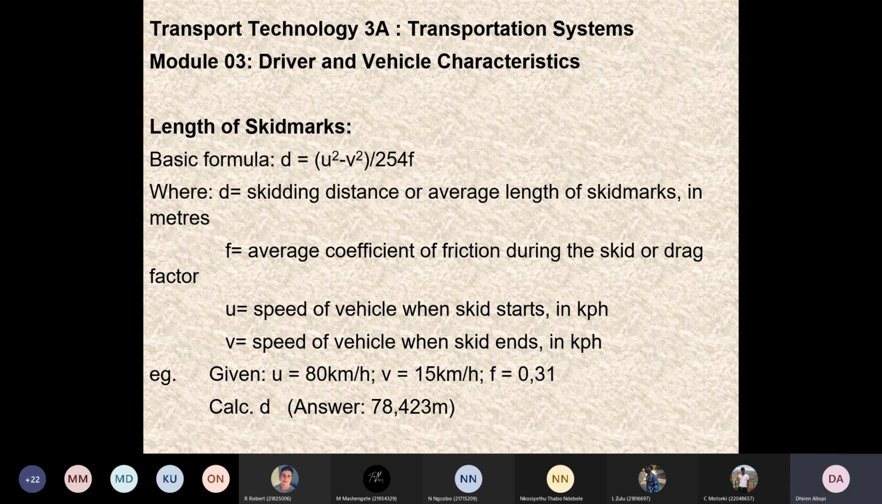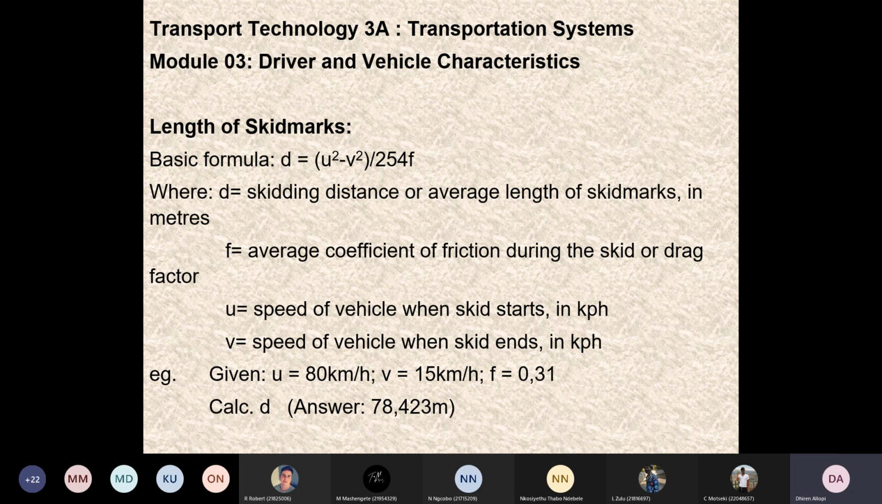And when it comes to the length of skid marks, you can see your basic formula for length of skid marks, D, given by u squared minus v squared, and in that formula u is the speed of your vehicle when your skid starts at the beginning of your skid, and v is where the skid ends, the speed of the vehicle where the skid ends, and it's measured in kilometers per hour or given in kilometers per hour. And note in the formula your length of skid mark D is in meters, so take note of these points. F in the formula is your average coefficient of friction, or the drag factor.